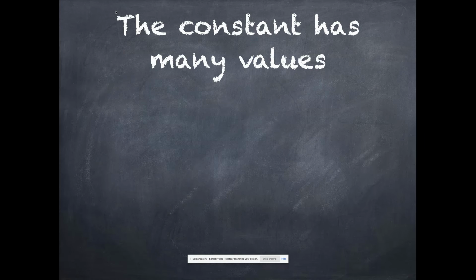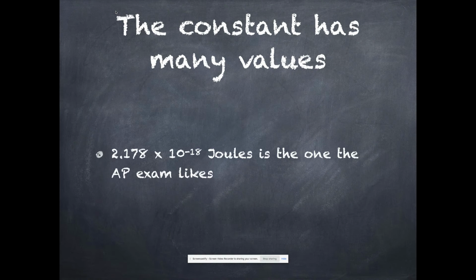Okay, so this constant I've presented to you as wave numbers, which is a very historical value. And it's actually the one I still use when I'm doing problems based on this. But for most people today and for the AP exam itself, it's going to be presented as 2.178 times 10 to the negative 18th joules, to get it into a more modern unit. It's printed on the exam, don't worry about that.